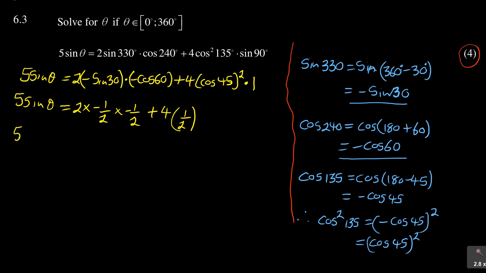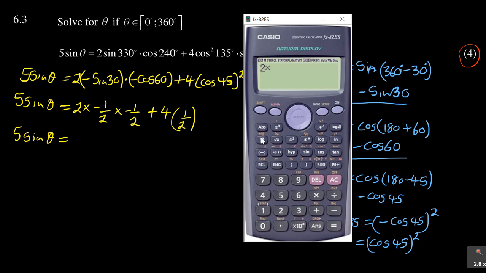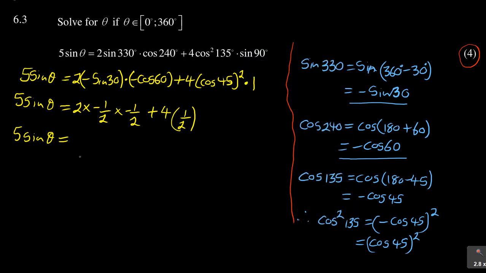So we have 5 sin theta is equal to 2 times negative 1 over 2 times negative 1 over 2, plus 4 times 1 over 2. With that, it is giving me 5 over 2.